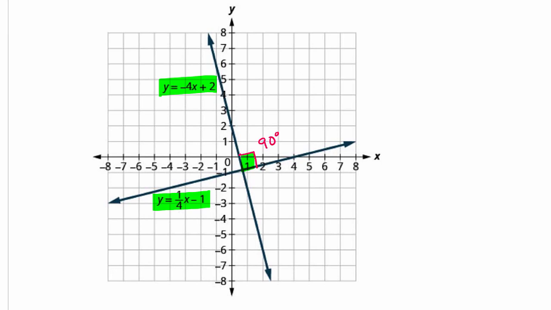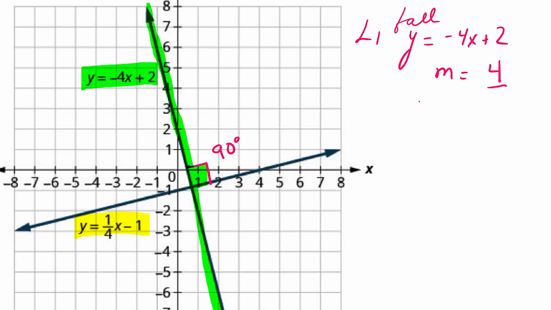I want you to look at the relationship between the slopes this time around. Definitely they're not the same, right? As a matter of fact, if you notice, one line will fall, right? So line number 1, if we call this one line number 1, this is a falling line. And line 1, which is the line y = -4x + 2, the slope is -4. Now line number 2, we have the line that's rising, and its equation is y = 1/4 x - 1, and then the slope is 1/4.